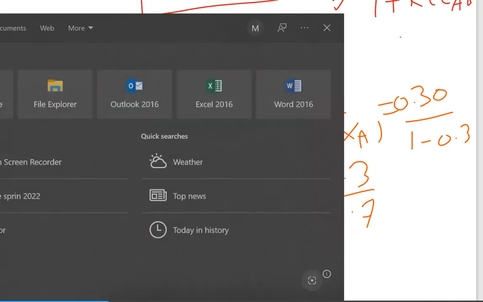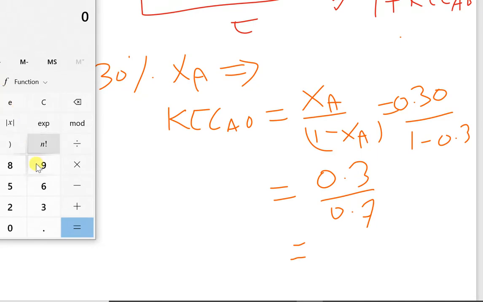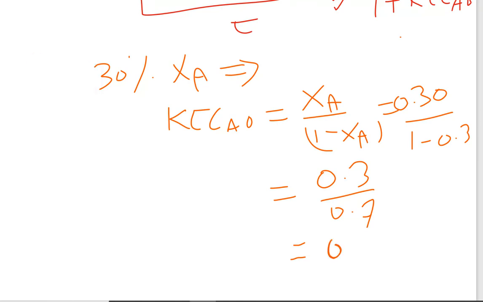Okay, so what is this value? Let me calculate. 0.3 divided by 0.7 is 0.43. So at this condition, this is the value of k tau C a naught.